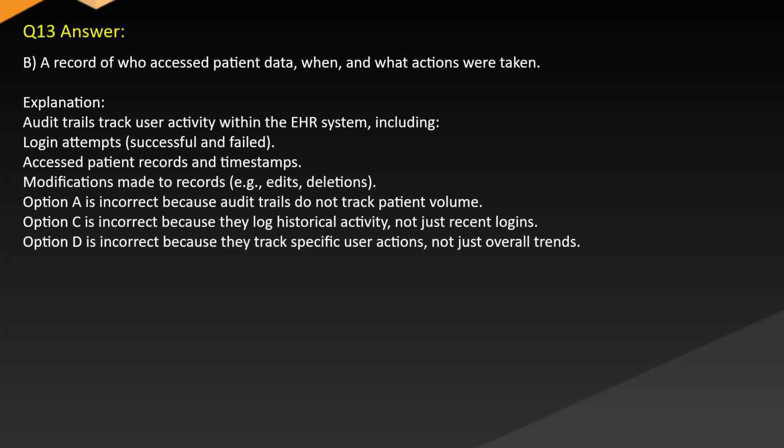Explanation: Audit trails track user activity within the EHR system, including login attempts, successful and failed, access to patient records and timestamps, and modifications made to records, e.g., edits, deletions. Option A is incorrect because audit trails do not track patient volume. Option C is incorrect because they log historical activity, not just recent logins. Option D is incorrect because they track specific user actions, not just overall trends.